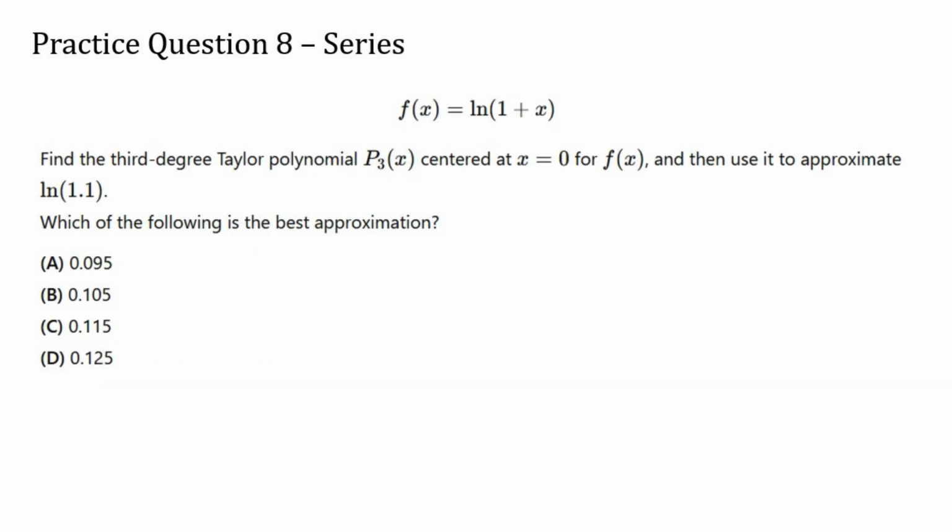Practice question 8. Find the third-degree Taylor polynomial, P3 of x, centered at x equals 0, for f of x, and then use it to approximate the natural log of 1.1. Which of the following is the best approximation?